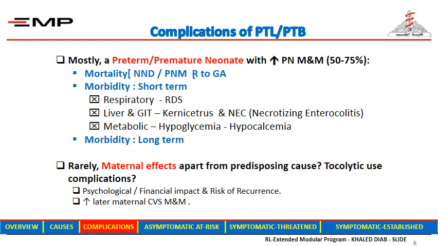The main short-term morbidities are RDS, kernicterus, necrotizing enterocolitis, and metabolic changes. Long-term morbidity is mainly cerebral palsy. Rarely does maternal morbidity occur, apart from psychological and financial impact and the risk of recurrence. One study showed later increase in the cardiovascular morbidity in women with previous preterm birth.